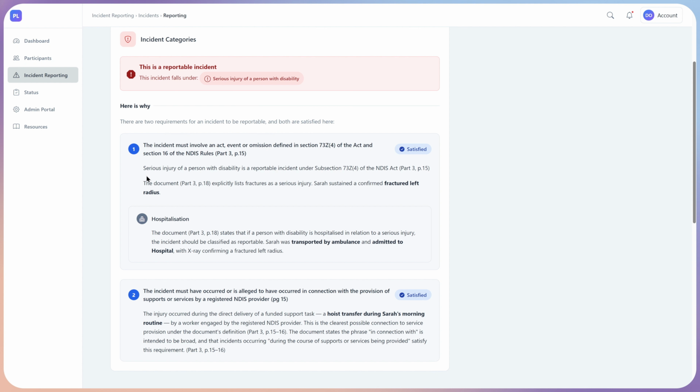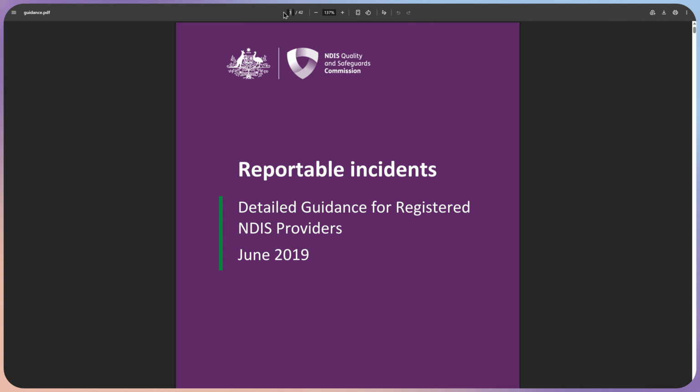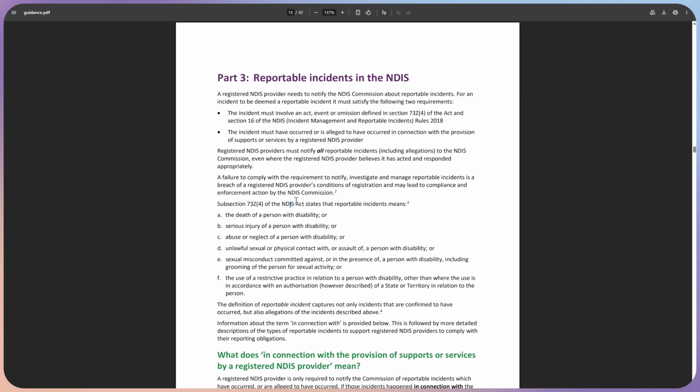So for the first one, it's saying that serious injury of a person with disability is a reportable incident under subsection 73Z4 of the NDIS Act. And it's given us a page number. So we go back to the document. We type in that page number, 15. And we can see here that indeed in the document, it says that subsection 73Z4 of the NDIS Act states that reportable incident means, and serious injury of a person with disability is certainly part of that.